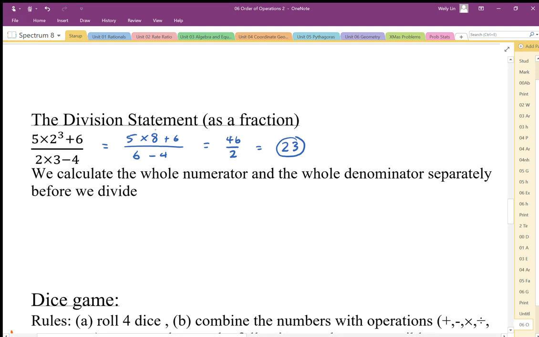So this is a nice thing about using divide as a fraction instead of divide as a divide sign. And we're going to try to start working towards using this and not using that divide sign anymore.